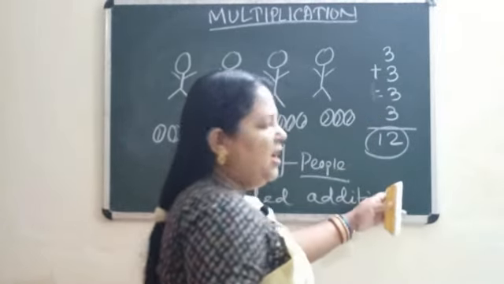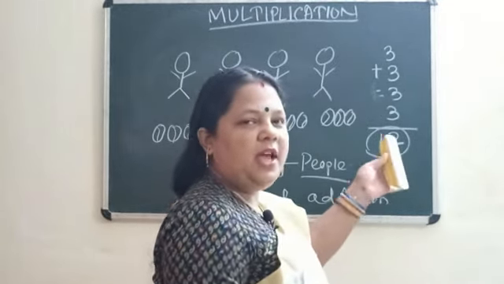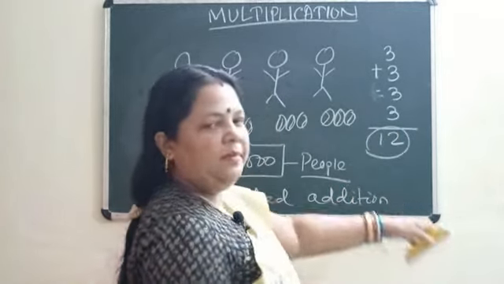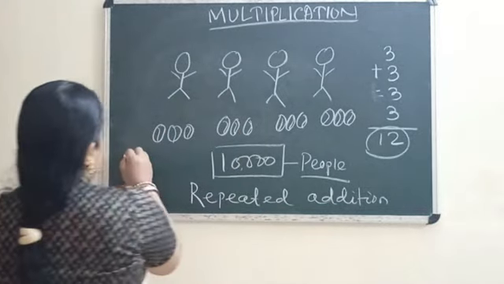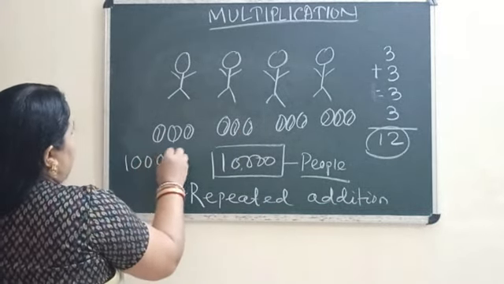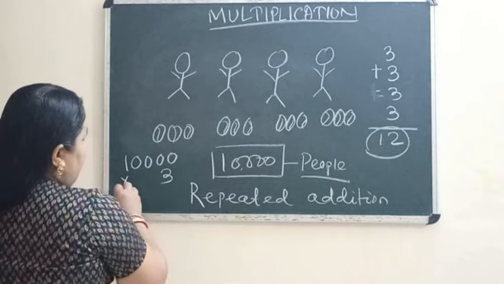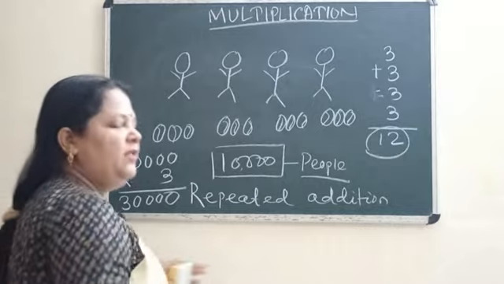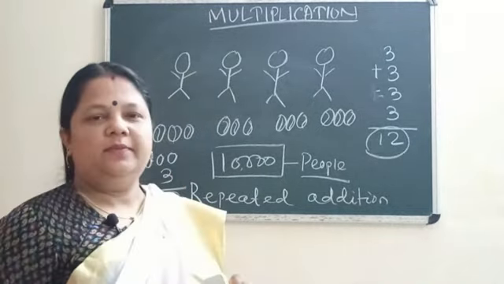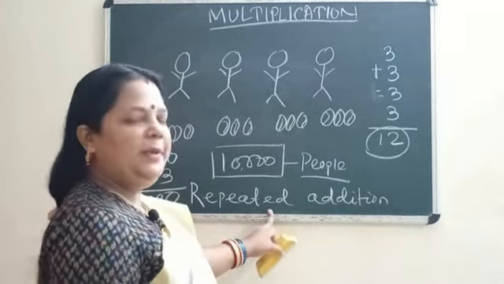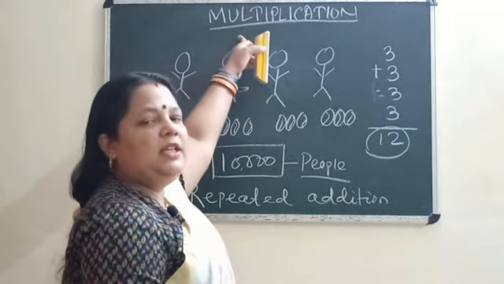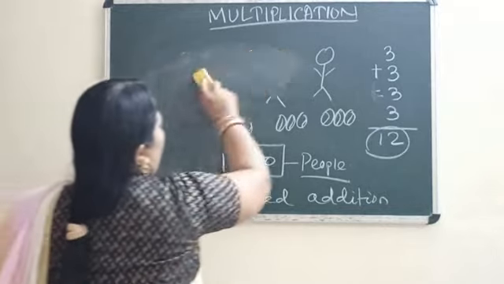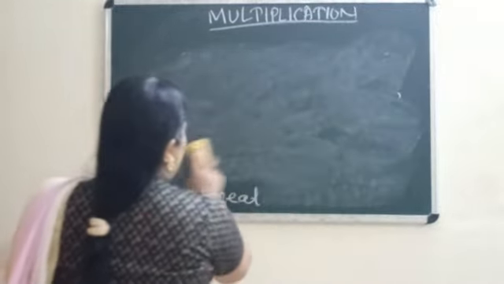If we add 10,000 times 3, then how much time will it take to find the answer? It will take a long time. So instead of that, if we multiply 10,000 by 3, then we can easily find the answer. Within no second we will get the answer. So instead of repeated addition, we can follow this elementary operation. So let's start today's topic, that is multiplication.